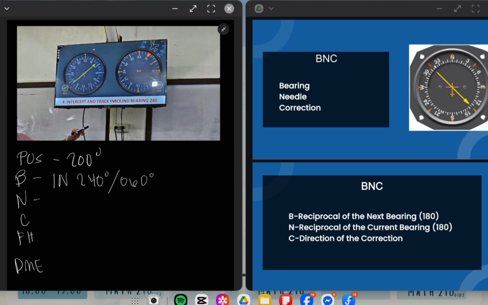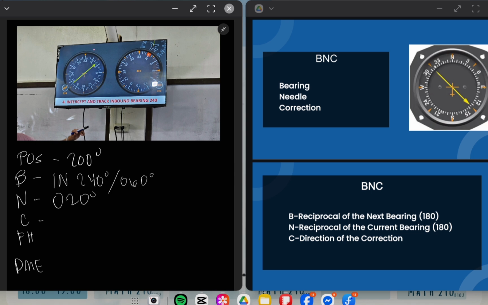Now next, you need to take a look at where your needle is. Basically it's your position but the reciprocal. So our position is 200 and our needle is at 020 degrees. After that, we get our correction. This is how you take your correction. We don't use the DME. We need to find the difference, so we'll be using 30, 60, 90.